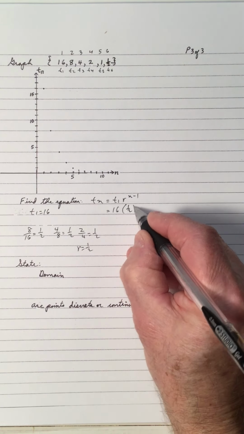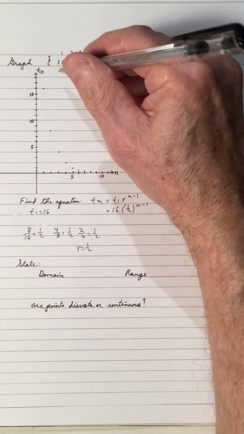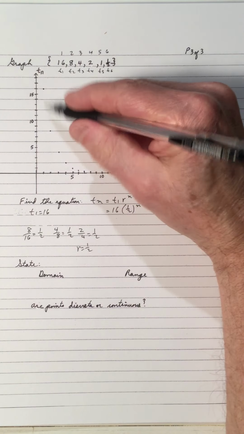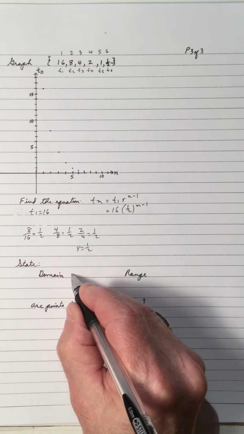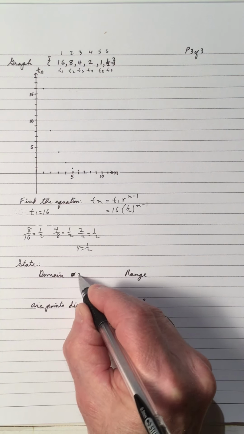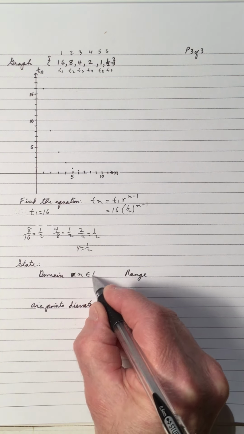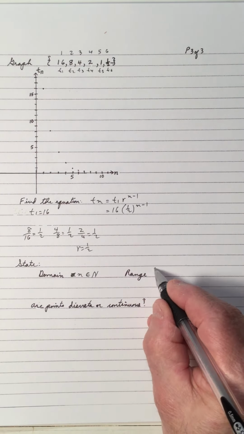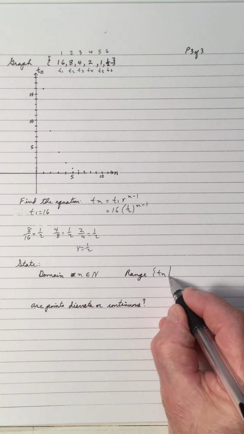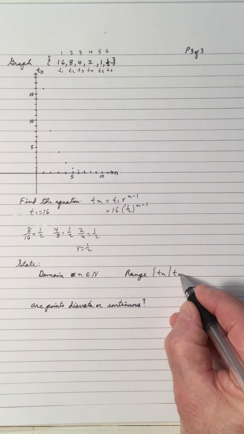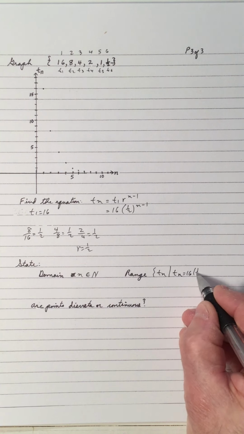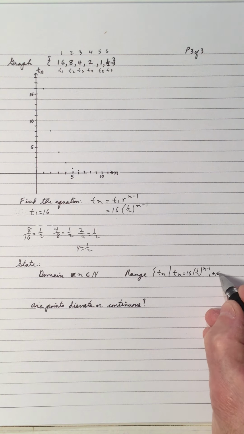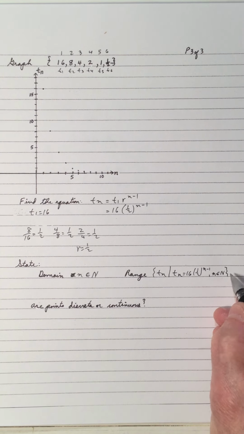So this is the equation that represents a sequence. And notice it's dots. Again, it's not continuous. So the domain is n belongs to the natural numbers. And the range is the equation. So the range is the set of all Tn such that Tn equals 16 times (1/2) to the n minus 1, where n belongs to the naturals.